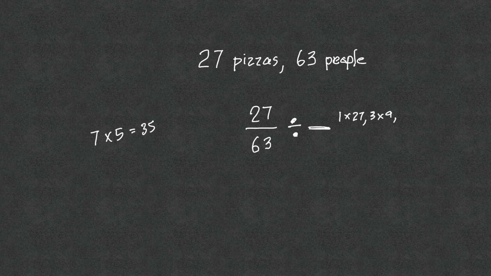Okay, now let's do 63 here. All right, so what do we do? We start with 1 times 63. Those are 2 factors. And we go to 2 next. Well, 2 only can divide into even numbers, so 2 times nothing will equal 63.